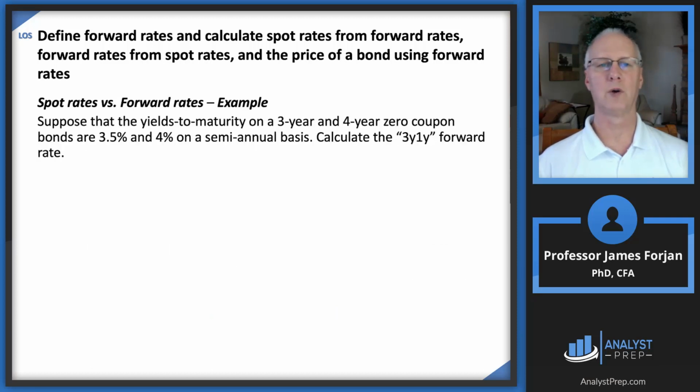All right, so let's go ahead and do a quick example. Let's suppose that we've got these yields on a 3-year and a 4-year zero coupon bond, 3.5% and 4% on a semi-annual basis. What we want to know is what is that forward rate, 3 years from today on a 1-year loan. So if you look at this, you can say, all right, I can borrow for 3 years at 3.5%, or I can borrow for 4 years at 4%. But what I'm interested in is, if I fast forward 3 years from today, what is going to be that 1-year rate?